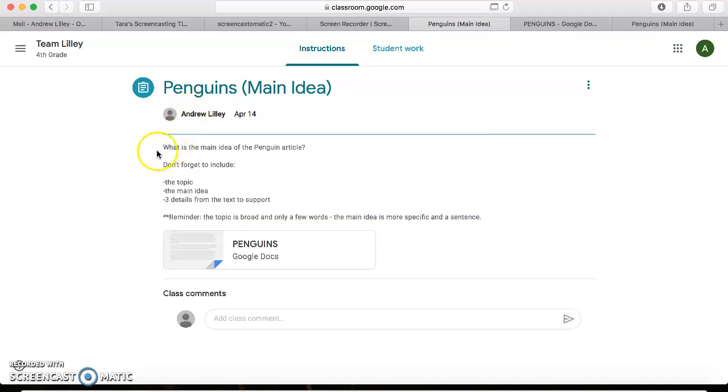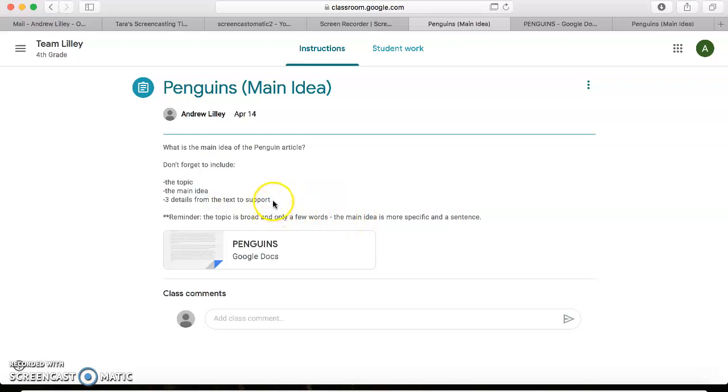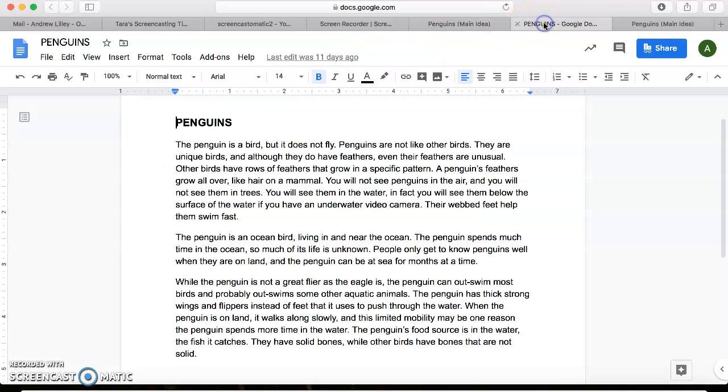Before I reread the text to you, I'm just going to go over what to include when you're answering a main idea question. When you are asked to find the main idea of an article or an informational piece of text, the three things that you'll need to include are the topic, the main idea, and three details from the text to support. Those are things that, without me reminding you, you need to include in your responses. Okay, so let's reread penguins and we'll see if we can identify those things.